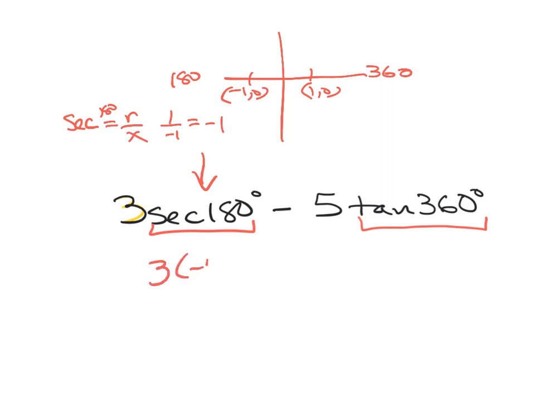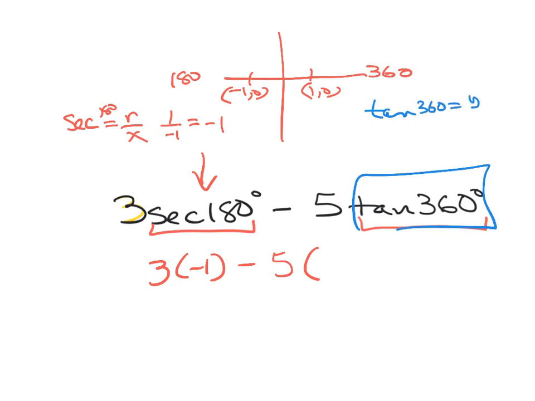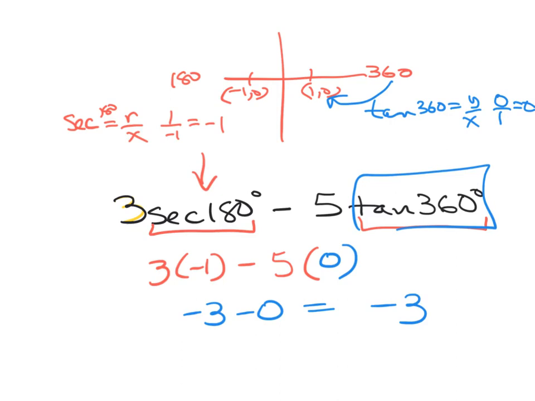So 3 times negative 1 minus 5 times, and now I need to do tangent of 360. So tangent of 360 is going to be y over x. And again, I'm using this ordered pair. So y over x is 0 over 1, which is 0. So then I put a 0 here. So 3 times negative 1 is negative 3. Negative 5 times 0 is 0. My answer here is negative 3.